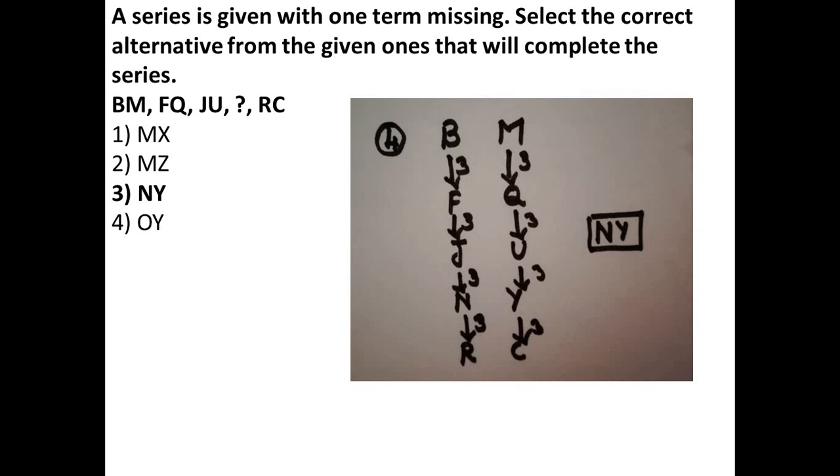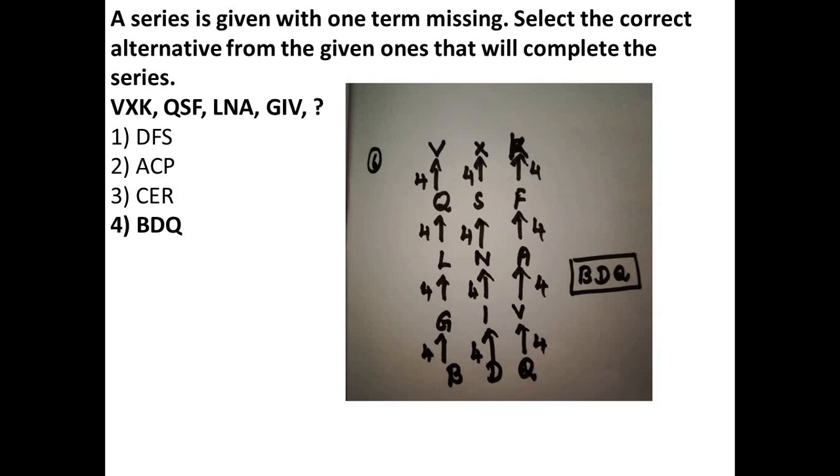Next question, we have to find the in between letter pair. See, B M F Q. If you check for this, the number of letters in between B and F would be 3, F and J would be 3. Obviously 3 letters after J is N, and similarly M after 3 letters it is Q, after 3 letters it is U, after 3 letters it is Y. So the option is N, Y.